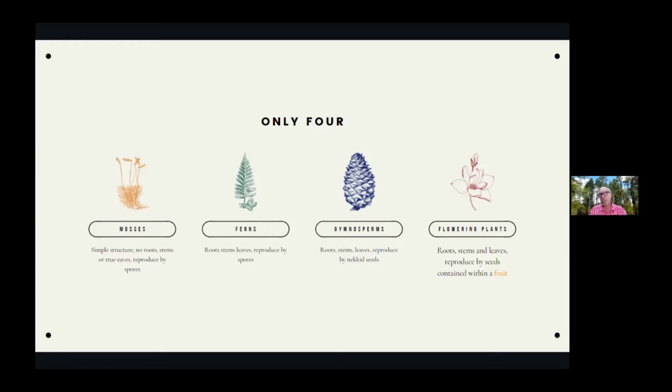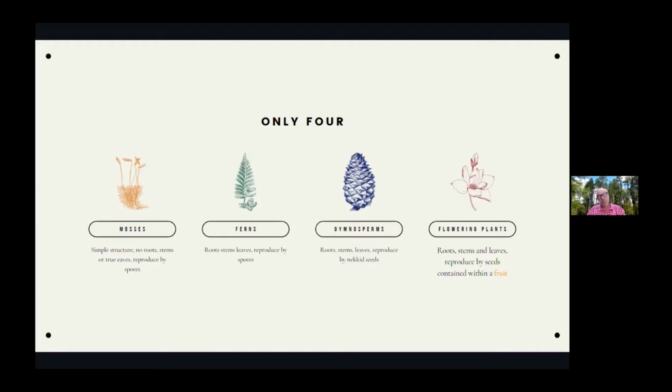Moving along in complexity, and as plants became more and more adapted to life on land, the ferns came into being. And the ferns do have roots, and they do have stems, and they do have leaves. They have that plumbing that allows their photosynthate to get around in the body and to become larger plants. Mosses and ferns both reproduce by spores, which is a very basic form of plant reproduction.